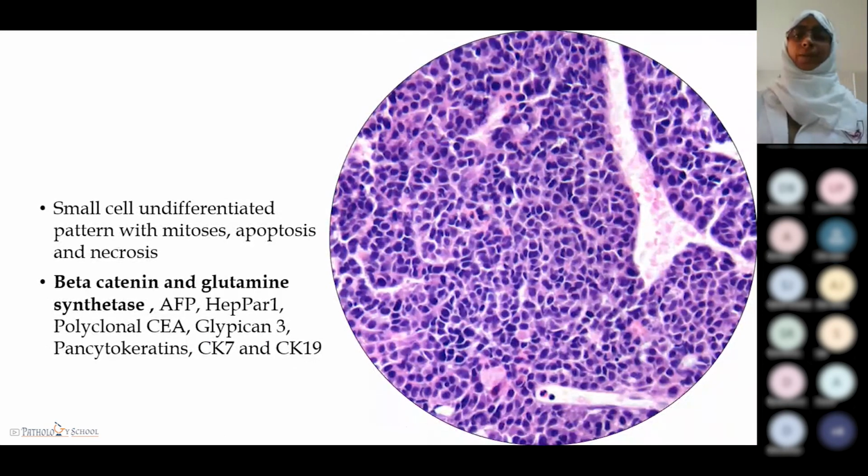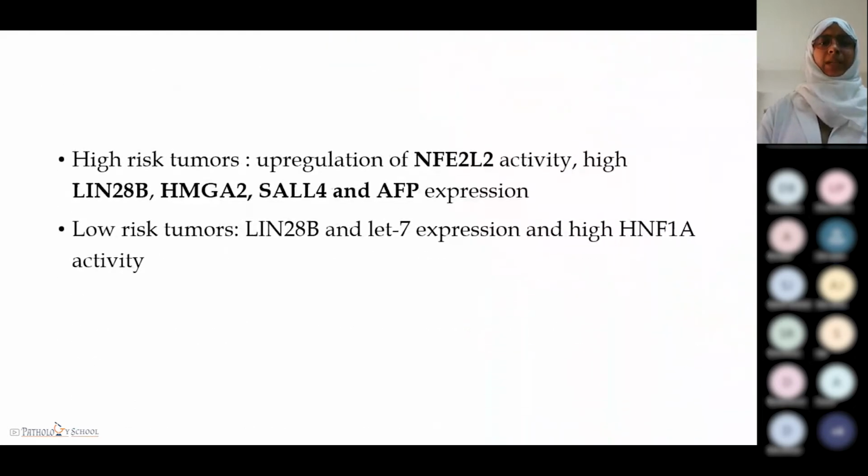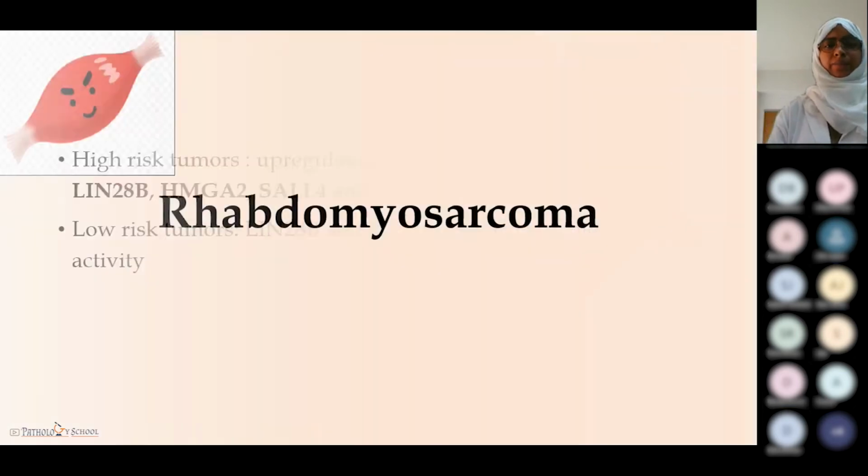Microscopy, like any other small round cell tumor, you see small undifferentiated cells with mitosis and apoptosis, positive for beta-catenin and glutamine synthetase. When there are high-risk tumors, they show upregulation of NFE2L2 activity, and if they are low-risk tumors, there is LIN28B overexpression.